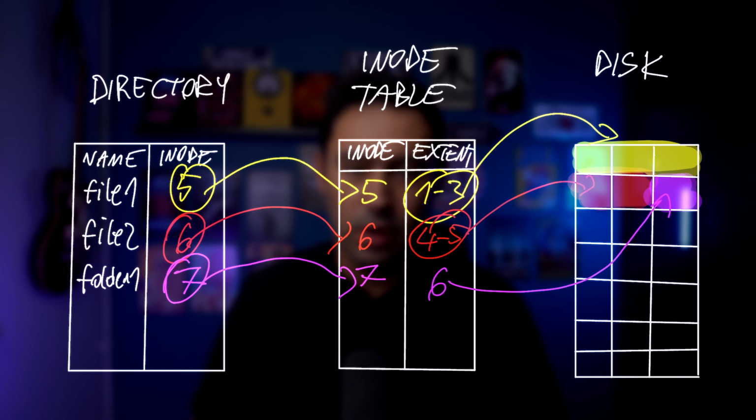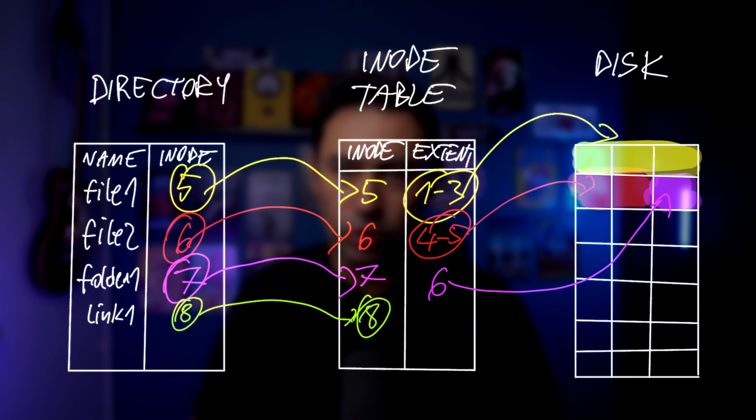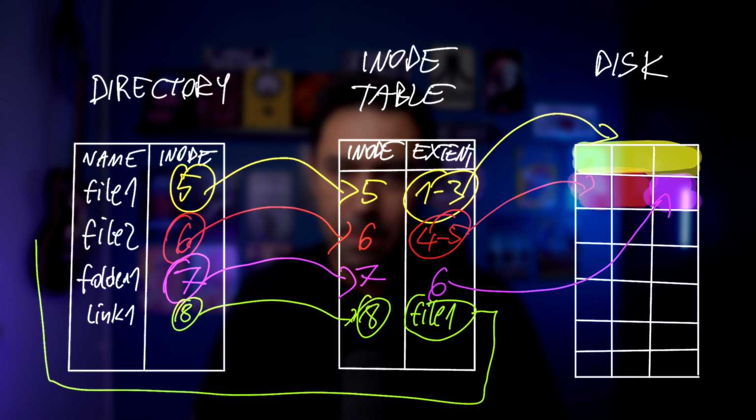A symbolic link, also called a symlink, is a special type of file that acts as a pointer or reference to another file or a directory. Let's say we have a link 1 symlink in our directory. It will have its own inode, let's say 8. In the inode table, it does not point to the disk, but holds the path to the target. When you follow link 1, the file system will look up the path it points to and use it to find the corresponding inode of the target, even if it's on a different file system.